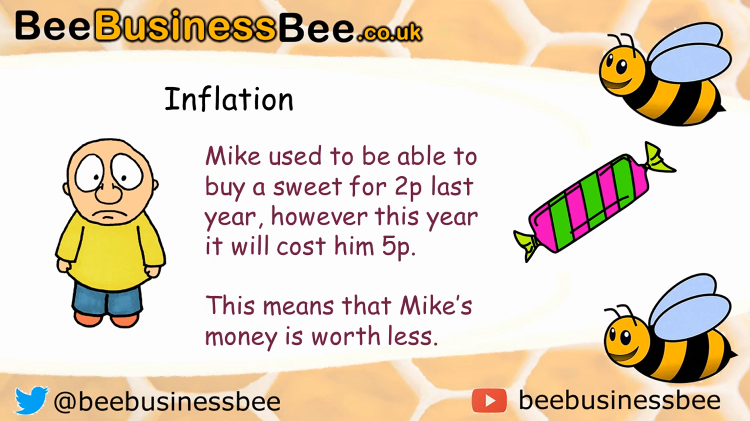Let's look at the example that Mike has got. He used to be able to buy the sweets that you can see on the screen for 2p last year. However, this year it will cost him 5p. So this means that his £1 will now buy him less sweets than it used to buy him. So as a result, inflation has taken hold, and as you can see, it's making his money worth less, and it's also seeing prices increase. And that's one key term that starts to worry Mike.